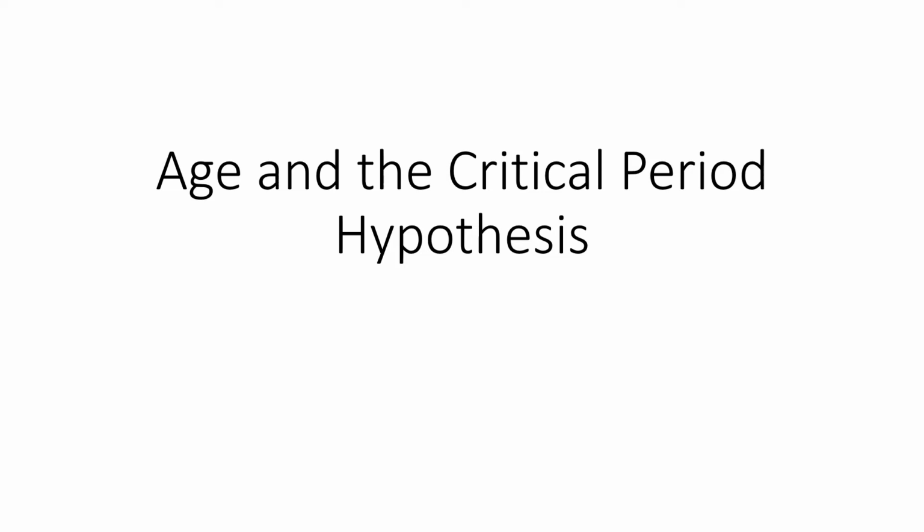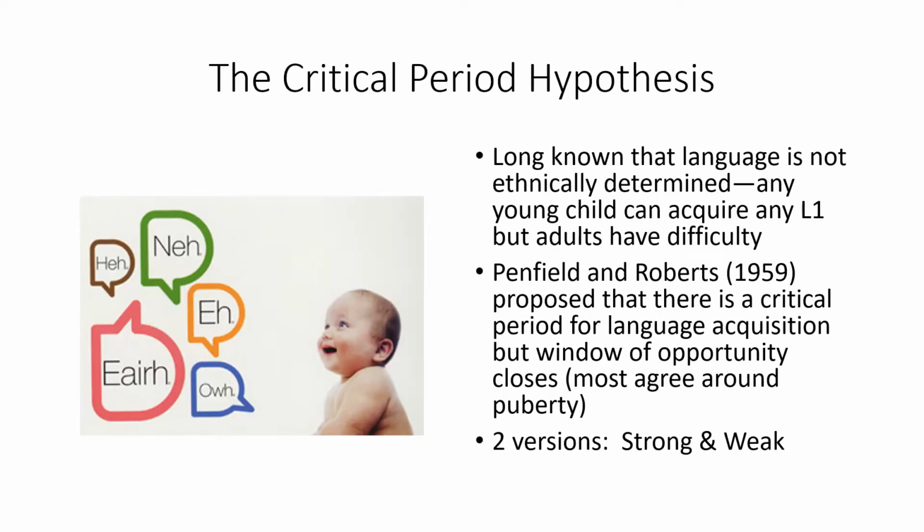And partly this is due to a commonly held belief that children are much better language learners than adults. This is based on what is known as the critical period hypothesis. So we have long known that language is biologically determined, but not ethnically determined. That means that any young child can acquire any human language as their native language. A child born in Guatemala but taken to Beijing will become a native Mandarin speaker, and a child born in Tokyo but raised in Milan will become a fluent native Italian speaker.